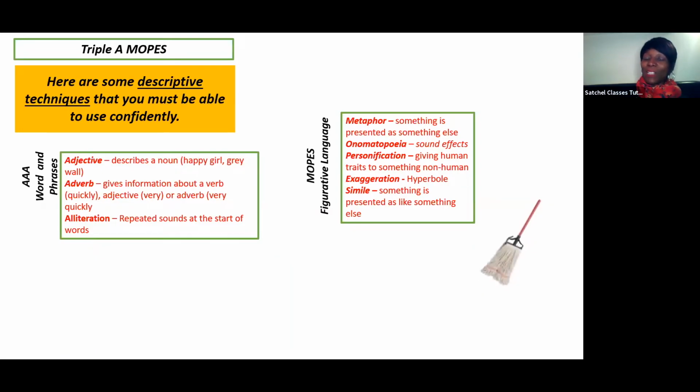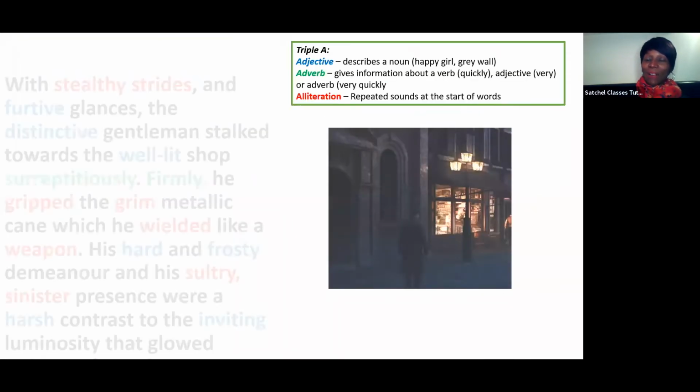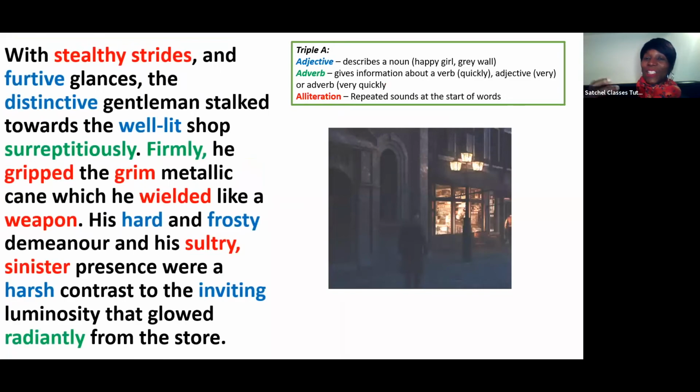So what would that look like in your writing for a Victorian street? Well, let's think about triple A first. This is the sinister character that looked quite frightening. There's a sense of terror and mystery with this character, I felt, as I looked at the image. So you might have something like this.